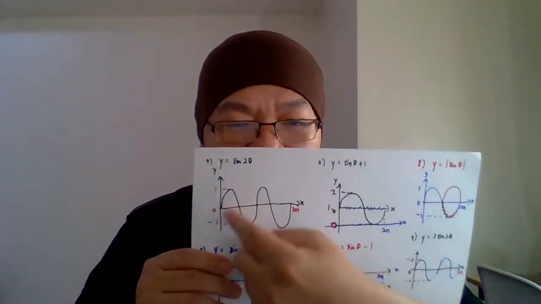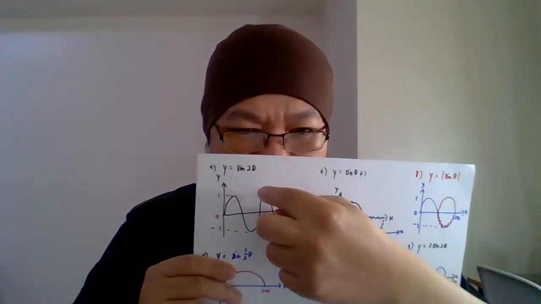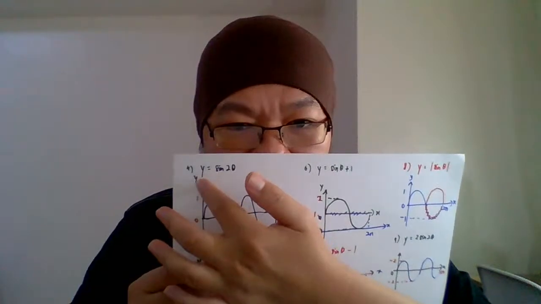Alright guys, for question number 10, y equals sine 2 theta, and then we have the modulus. First thing is you need to draw the basic graph of sine 2 theta, which is number 4, right? Sine 2 theta. And then baru we consider the modulus. Okay, I use the number 4 here.